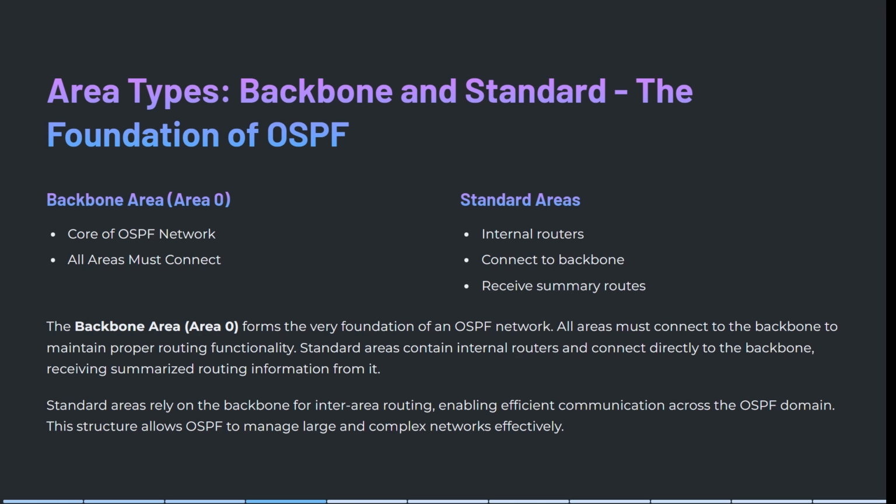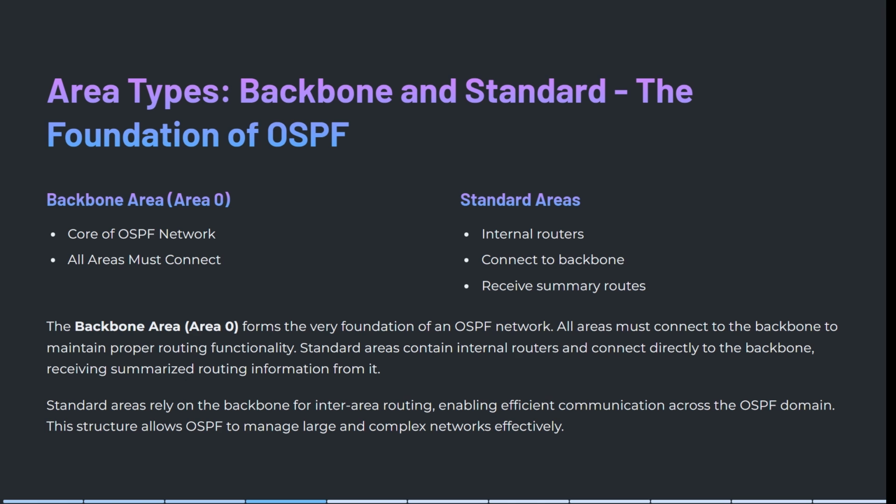Area types, backbone and standard, the foundation of OSPF. Backbone area, Area 0: core of the OSPF network. All areas must connect. Standard areas: internal routers, connect to backbone, receive summary routes. The backbone area, Area 0, forms the very foundation of an OSPF network.